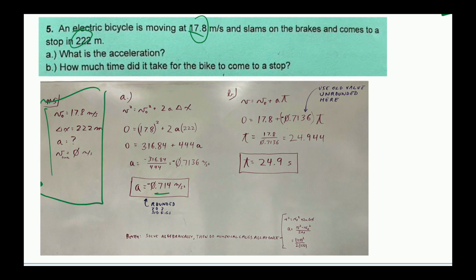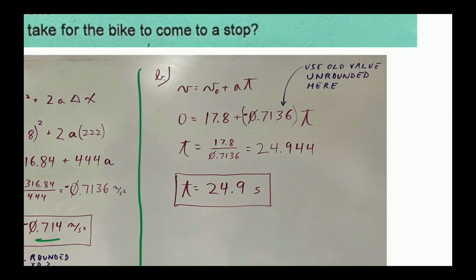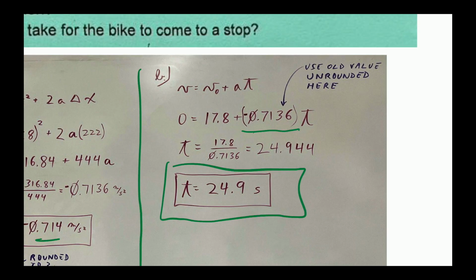Because this was a multi-part problem, when I wanted to answer part B, I used the unrounded version of my acceleration. I knew the acceleration was 0.714, which I calculated earlier, but I used the unrounded value in part B to get the correct answer, which I, again, reported in 3 significant figures. So the point of this is use all the significant figures you've got, keep some extra significant figures in the process of doing your calculation, and then in the end, report back in the number of significant figures that was provided to you in the problem.